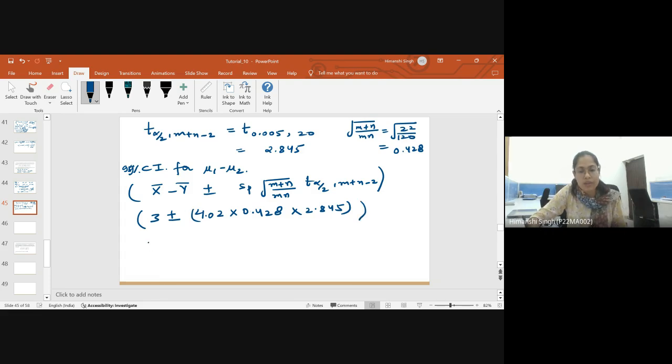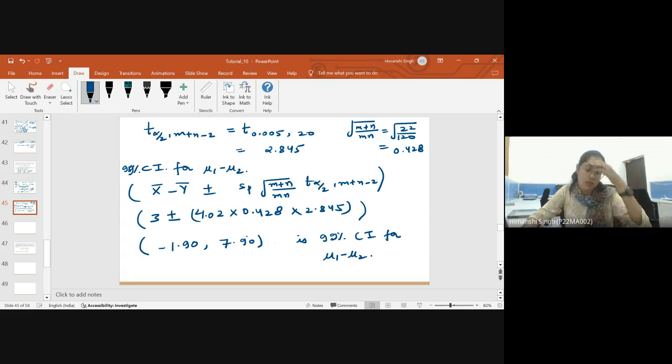This will be the confidence interval. After the calculation, the confidence interval will come out to be 1.90 comma 7.90. Just cross check it. This is the 99% confidence interval for mu1 minus mu2. So we are done with this. Now we will move forward.